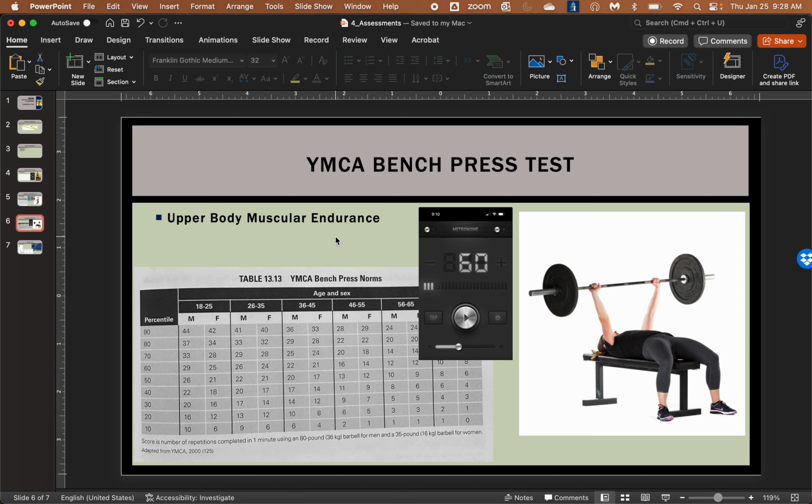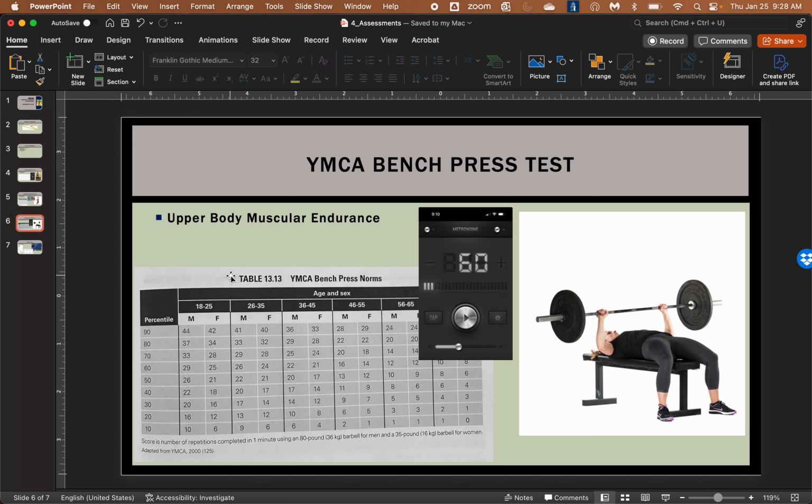And the administrator of the test will be shadowing and spotting the entire time. The measure of success for this test is the number of reps that you complete. And you have a chart down here where we can look at the number of reps someone has completed in their age group to get an idea of how successful they were.